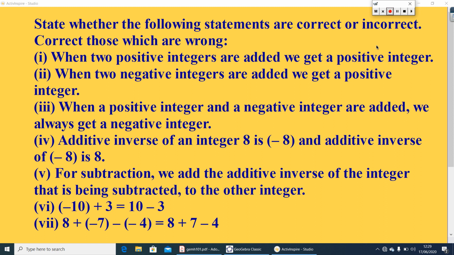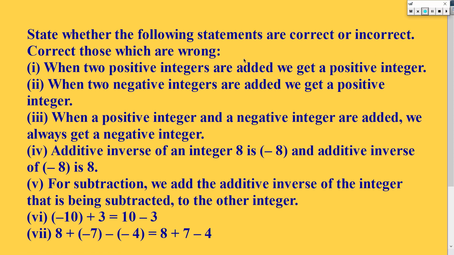Here you have some statements. You have to say whether the statements are correct or incorrect. Is there any incorrect statement or wrong statement? You have to correct it. Let us look at the first. When two positive integers are added, we get a positive integer. Two positive integers are adding means you are getting a positive integer. It is correct.